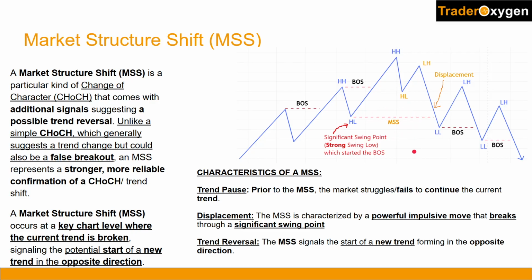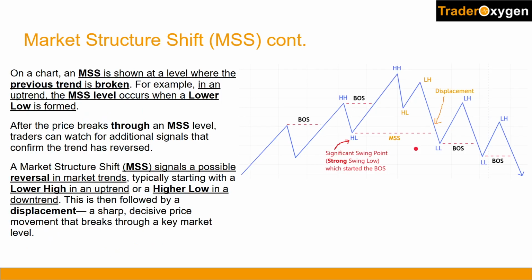Okay, let's see what's next. So again, it's further explaining market structure shifts. So it's at a level where the previous trend is broken, like we explained in the previous slide. See, this is broken down. So that's where the market structure shift happens.